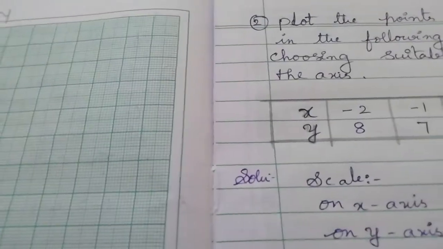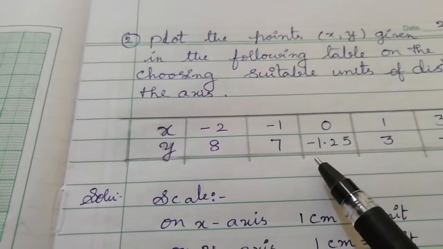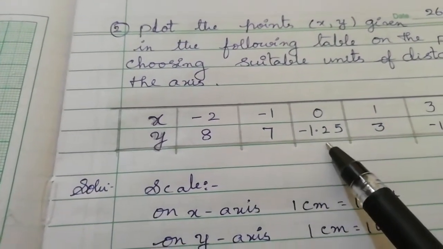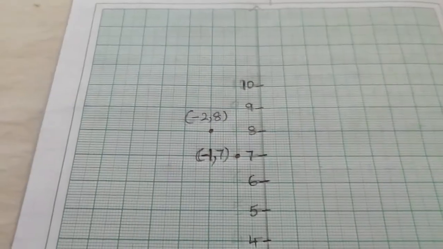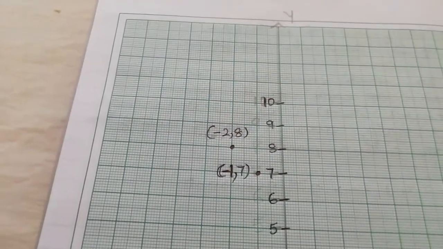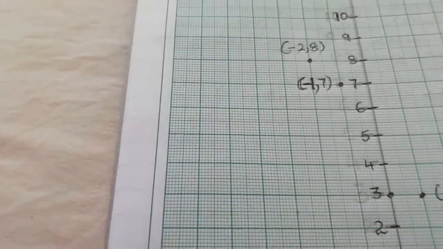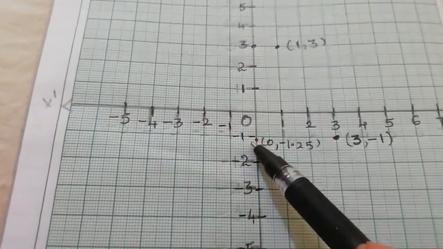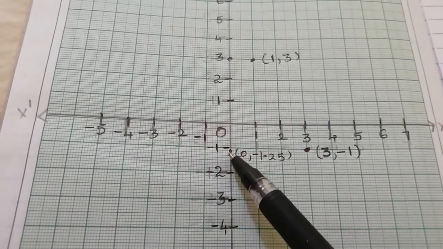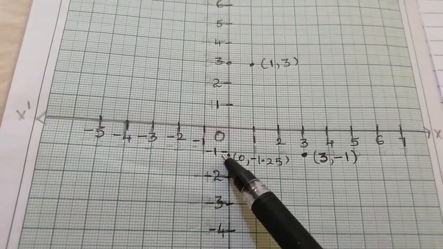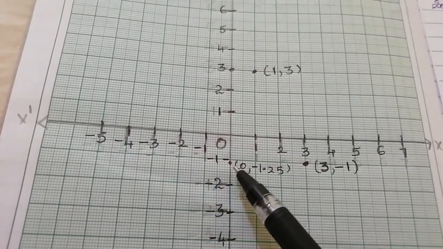The third point is 0 comma minus 1.25. Minus 1.25 we cannot locate exactly. It will be between 1.1 and 1.2. So x is 0. X is 0 means the point will be on the y-axis. So here x is 0 and y is minus 1.25. This is the point between 1.1 and 1.2. Between minus 1.1 and minus 1.2 you will plot this point.